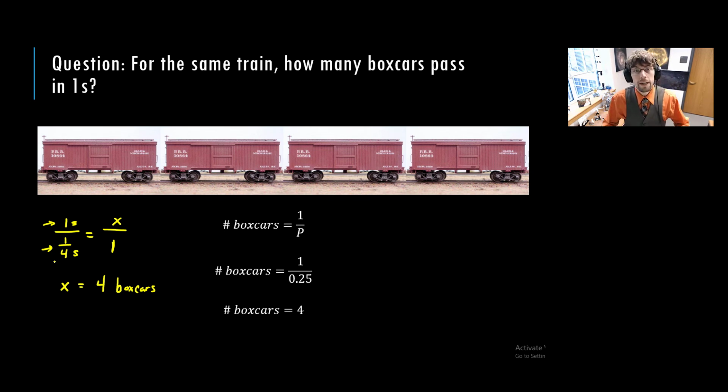Okay, now I'm going to define a term. The frequency is defined as the number of events in a second. Okay. So for example, in the case of our boxcars, we would say the frequency of the boxcars is 4 boxcars per second. And the frequency is simply defined as 1 divided by the period. Okay, so now let's transition to light.